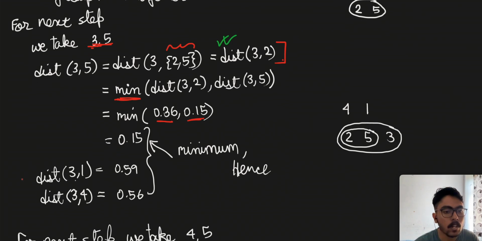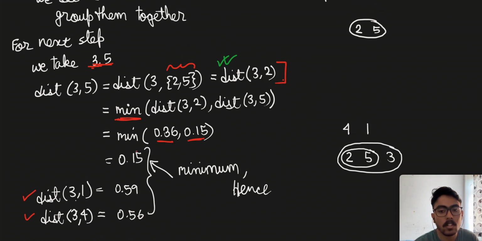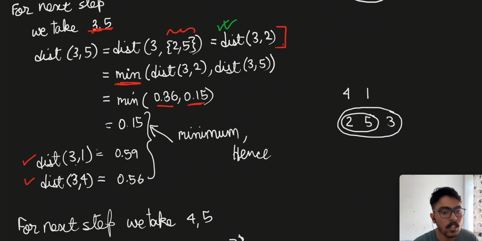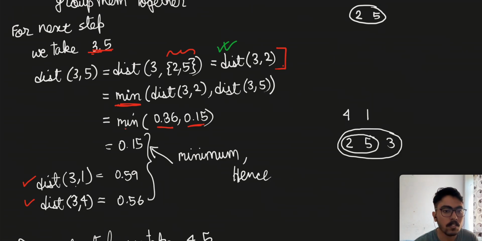Now we similarly calculate the distance of 3 comma 1 and then 3 comma 4, because we need to take the minimum out of all the possible distances. The distances possible would be 4 to this cluster, 1 to this cluster, 3 to this cluster, the distance between 1 and 3, between 1 and 4, and between 3 and 4, all these, right? So we need to consider the minimum. We see that the distance of 3 comma 1 is 0.59, the distance of 3 comma 4 is 0.56, and the distance of 3 comma 5 is 0.15.